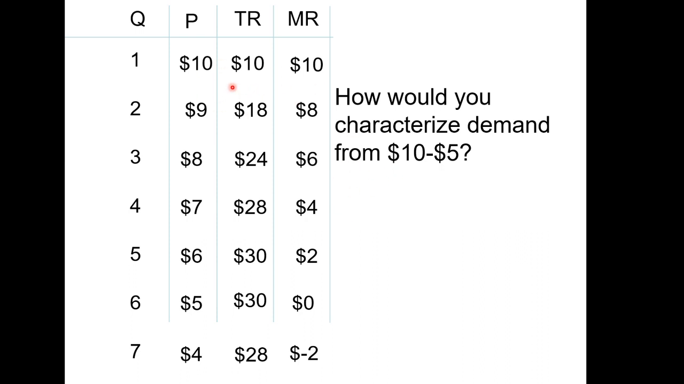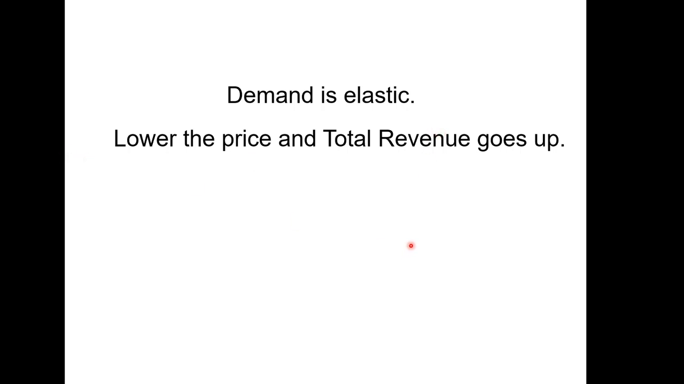Anyway, $10 to $5. So let's look at this. As we're lowering the price, what is happening to the total revenue? Lowering the price, total revenue is going up. So price and revenue going in opposite directions, from $10 to $5, or from 1 unit to 6 units, means the demand for the good is elastic. Lower the price, TR goes up. So when price and total revenue go in the opposite direction, you have an elastic demand curve.